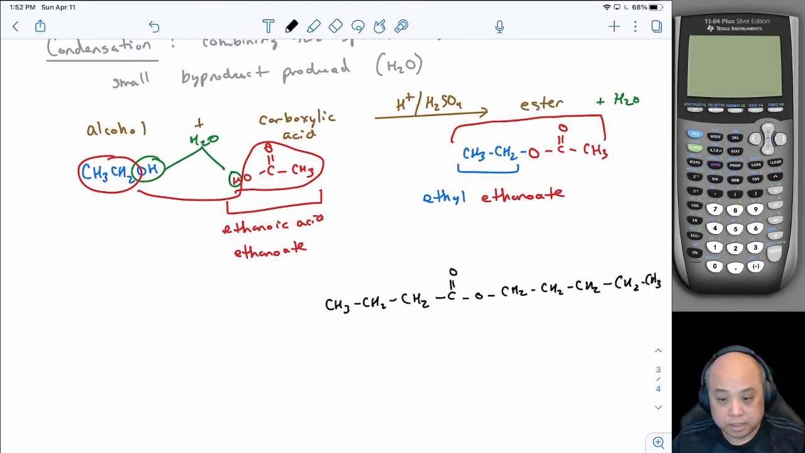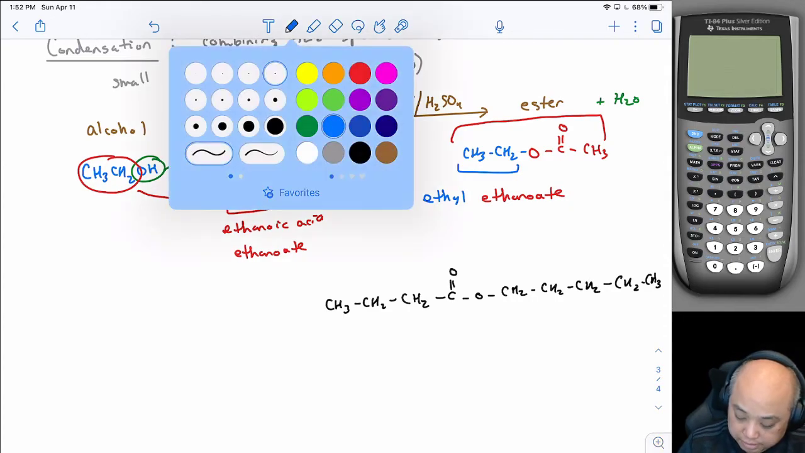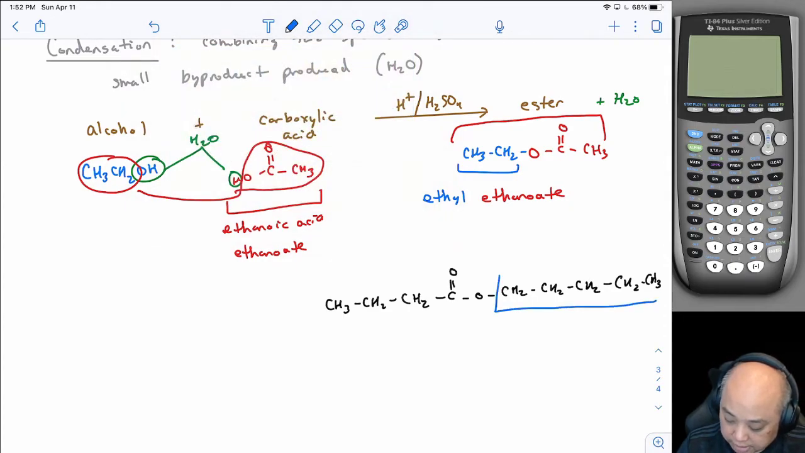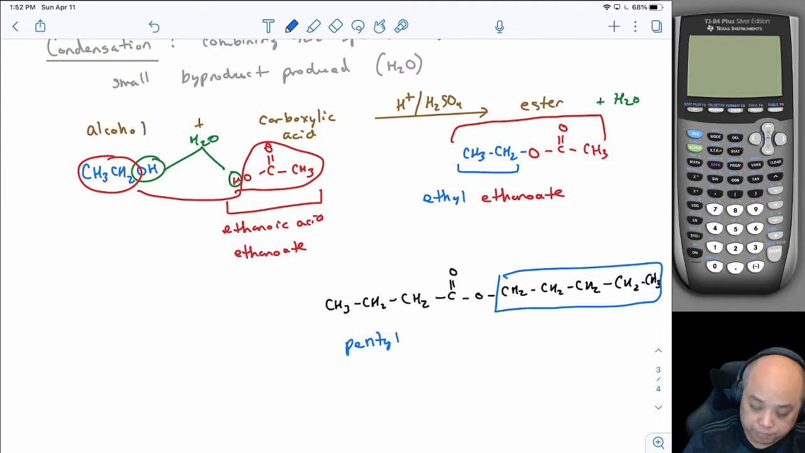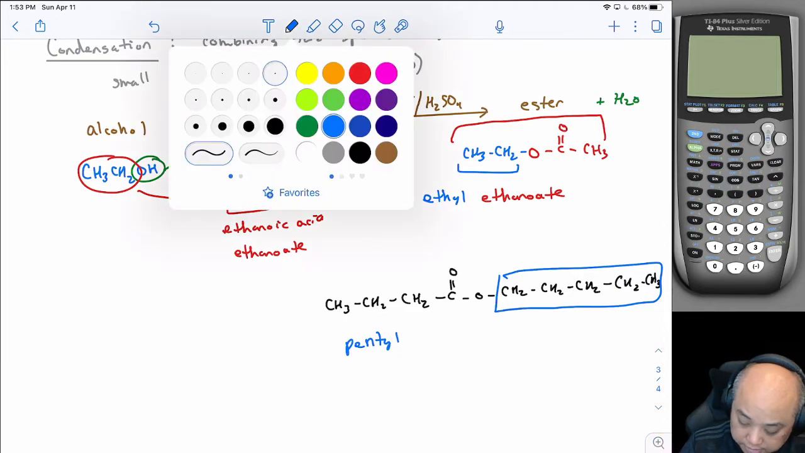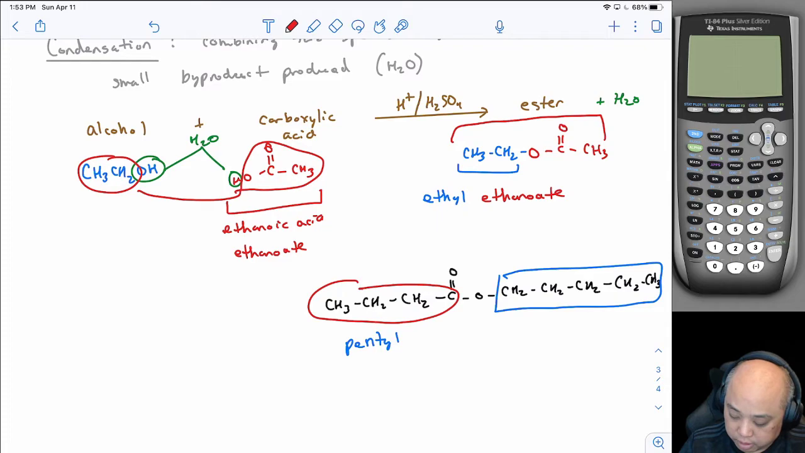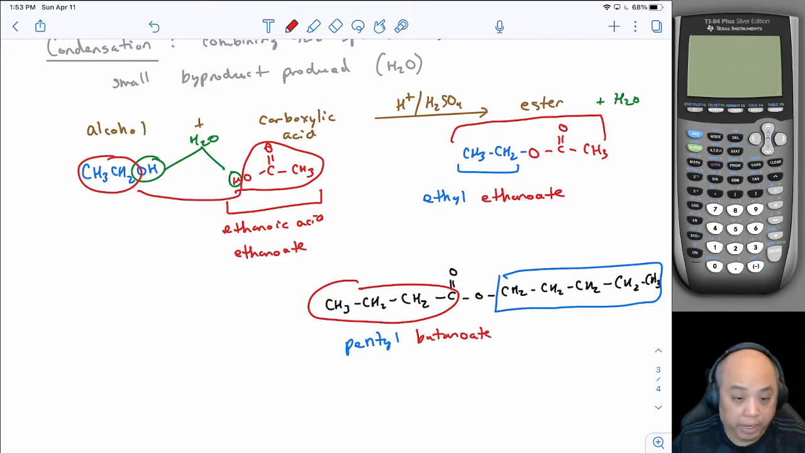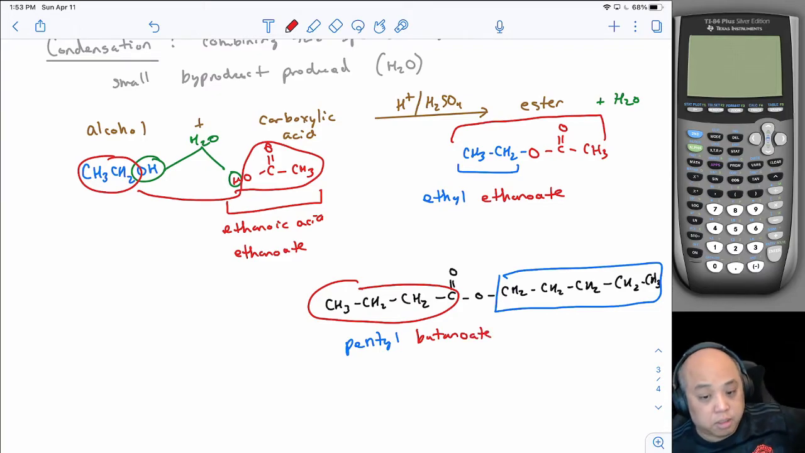Something like this. The length of the sides doesn't matter. All you care about is the fact that this side is on this side of the oxygen. So it's 1, 2, 3, 4, 5. That's pentyl. And this side with the C double bond O is 4, so that's butanoate. So this is pentyl butanoate.